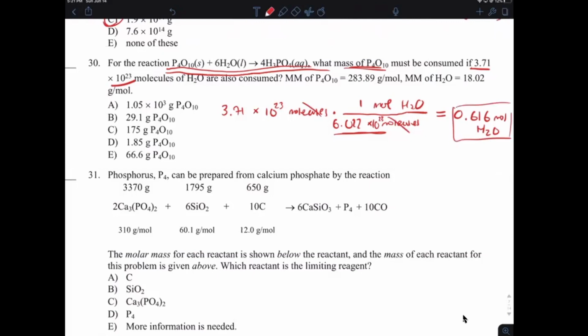Okay, so now from the moles, we can calculate however many grams of P4O10 we need. I think this looks all right. So what ratio are we going to use here if we're dealing with this and this? What number should go on the top and what number should go on the bottom?